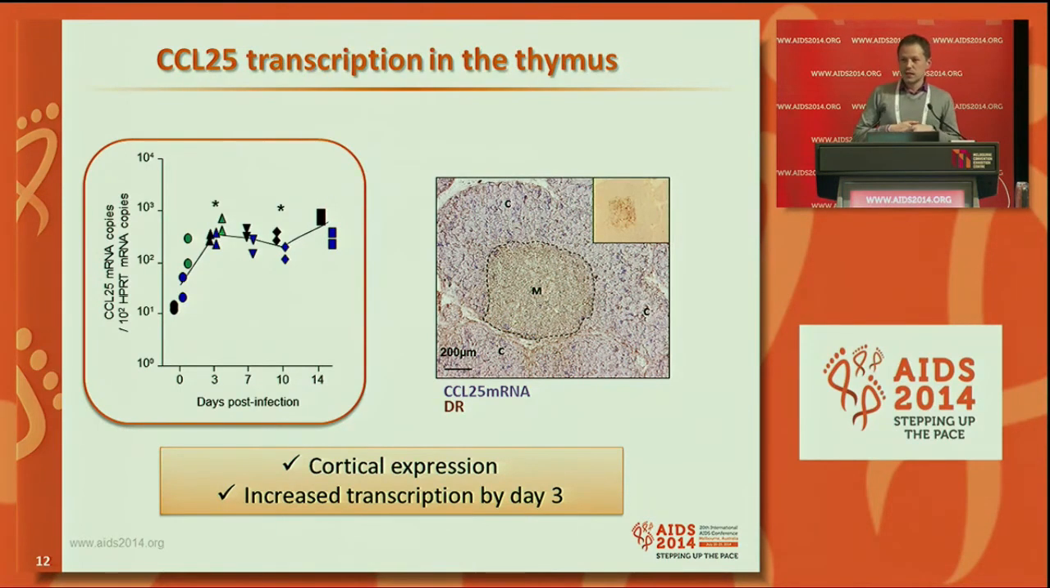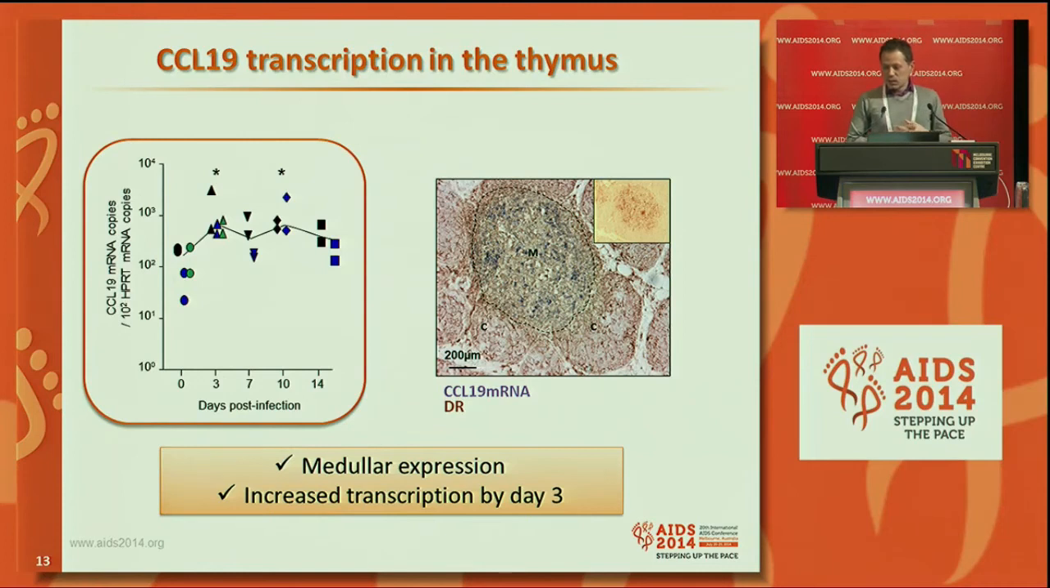To know if these chemokines were expressed within the same compartment in the thymus, we performed in situ hybridization, and as you can see on the right panel, CCL25, which appears here in blue, is only expressed in the cortex as in mice. We quantified the mRNA expression of this chemokine within the thymus after infection, and you can see that there is a significant increase of the transcription of CCL25 by day 3 post-infection.